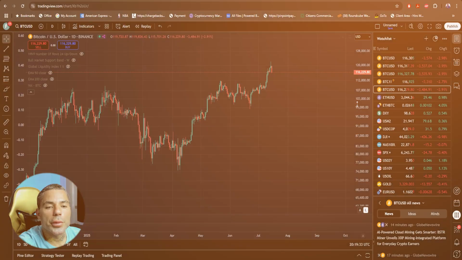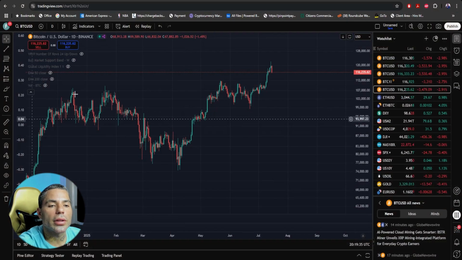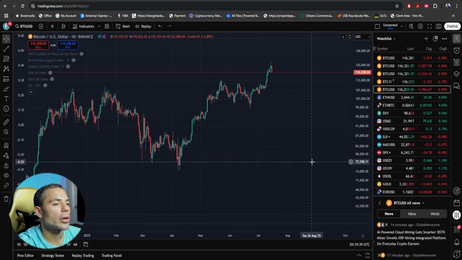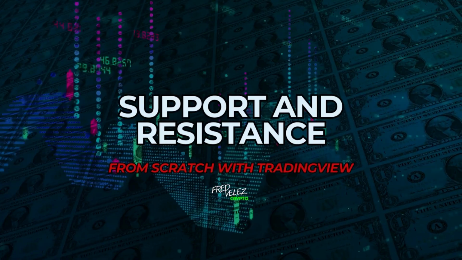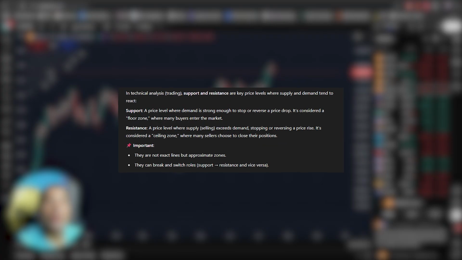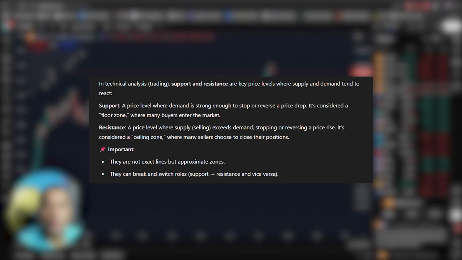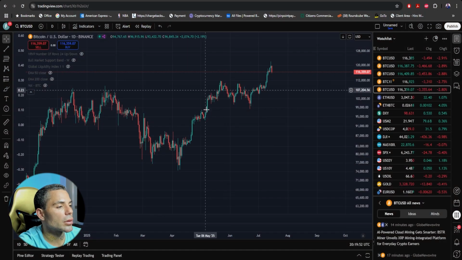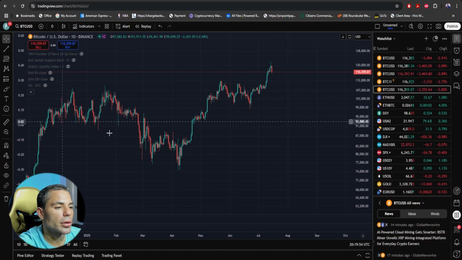Let's jump in. I'm using Bitcoin on the daily chart here, so you can see how this works in real time. All right, it's completely unmarked. First, support and resistance. Support is where price bounces. Resistance is where price gets rejected. Now let's mark a clear resistance zone. Let's use this area, and we'll also use this area here as well.